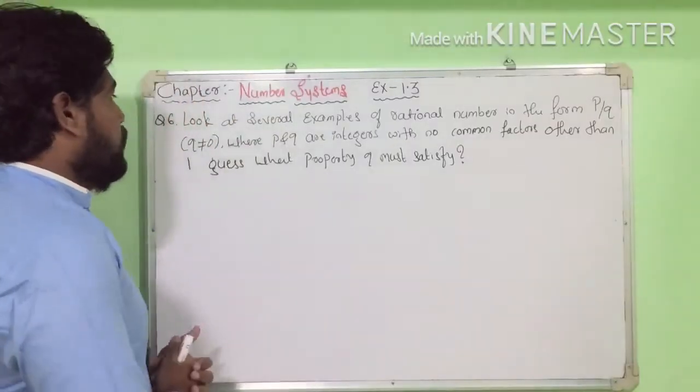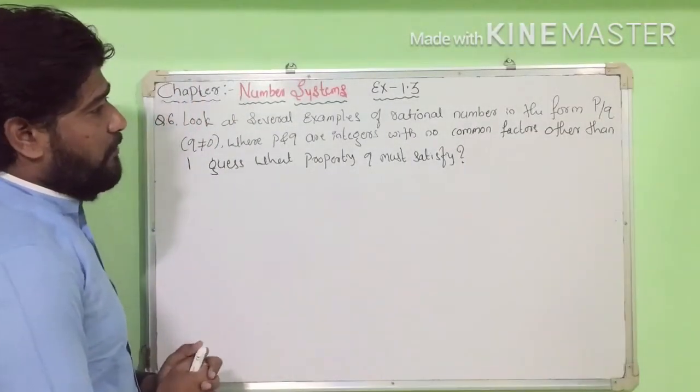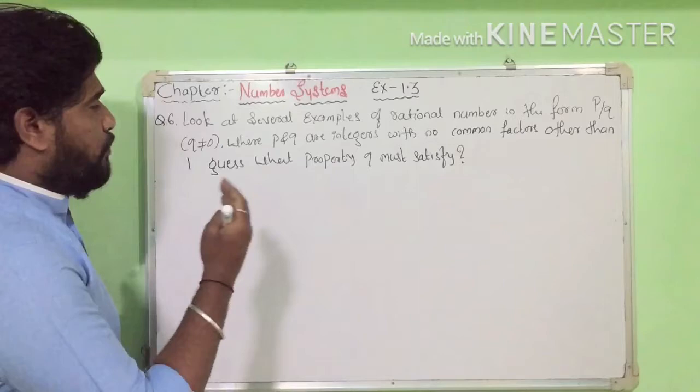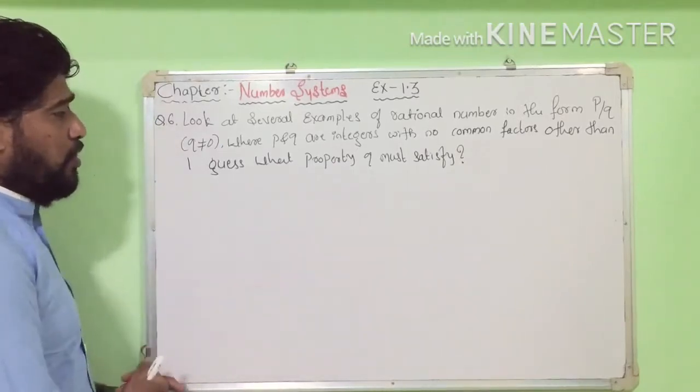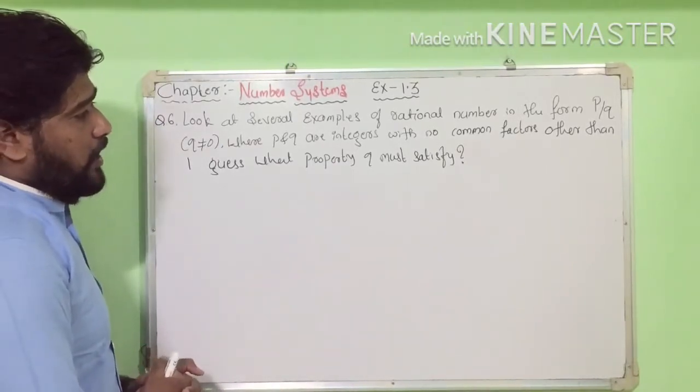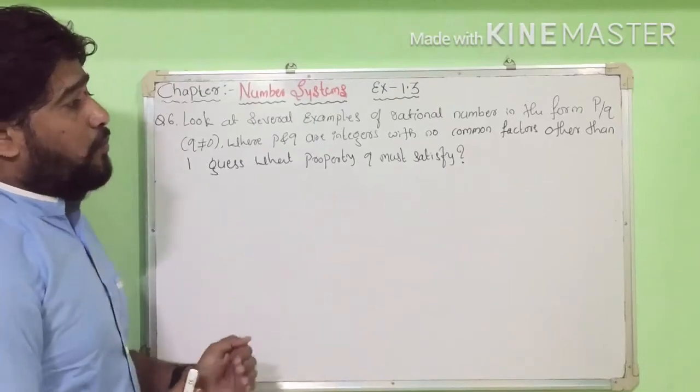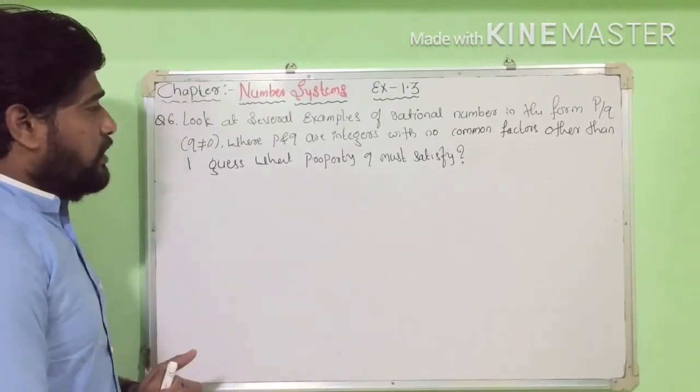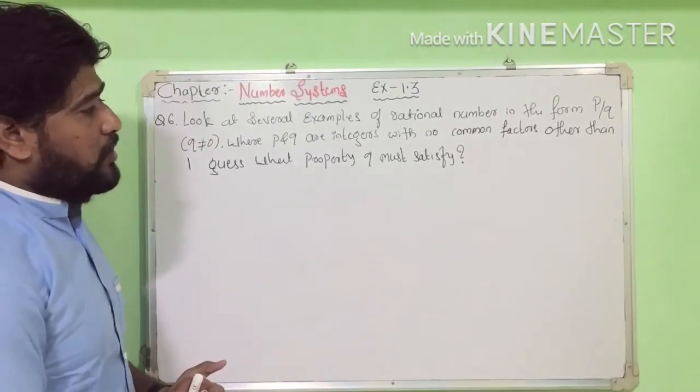So what is that? Look at this. Several examples of a rational number in the form of p by q, q is not equal to 0, where p and q are integers with no common factor other than 1. Guess what property q must satisfy?